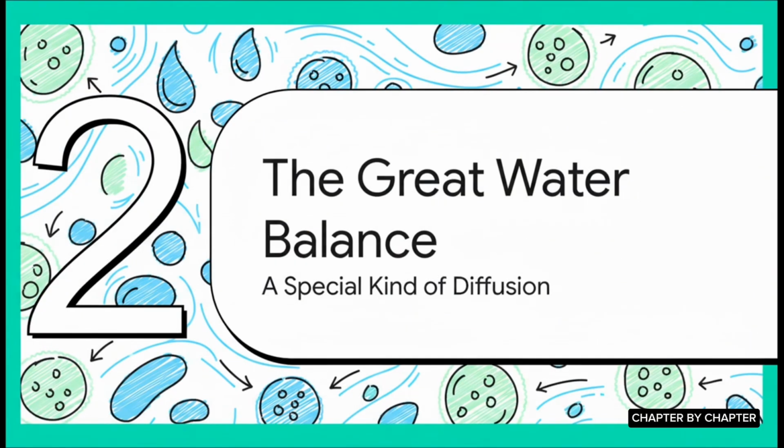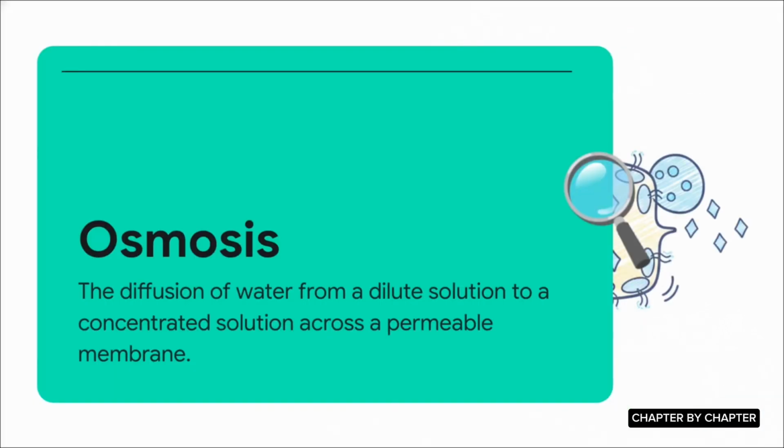Okay, but there's a special case of diffusion that is so incredibly important, it actually gets its own name. And it's all about the most important molecule for life as we know it, water. And that name is osmosis. Now, the key thing to remember is that this is still diffusion. It's still just molecules moving from high concentration to low. But here, we're talking specifically about water molecules. Water will always try to move from a place where there's a lot of it, a watery, dilute solution, to a place where there's less of it, like a more concentrated, salty, or sugary solution.